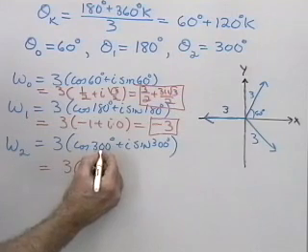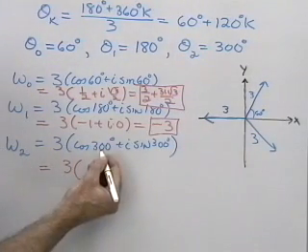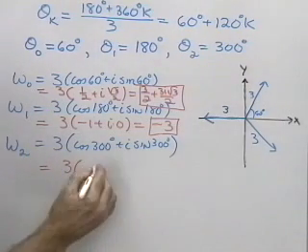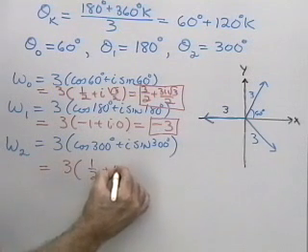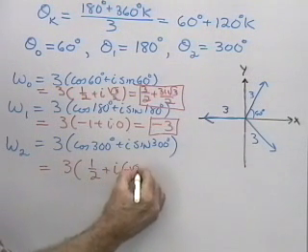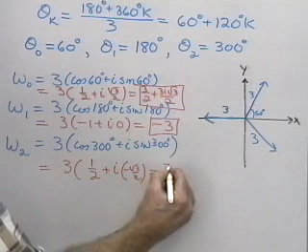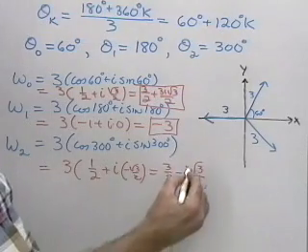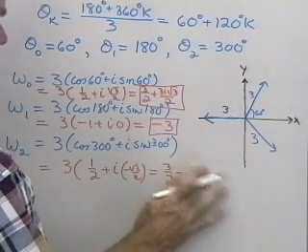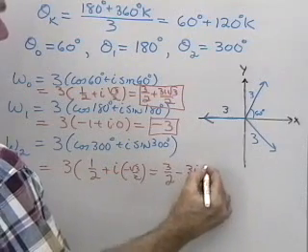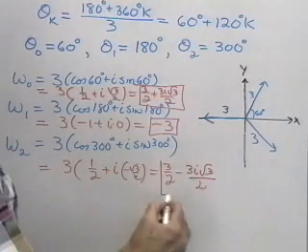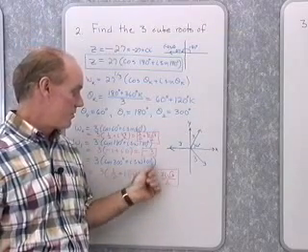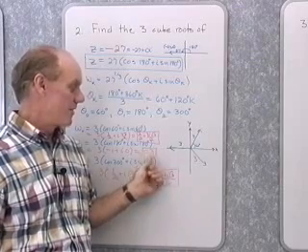So cosine of 300 degrees, that's in quadrant number 4. The reference angle is 60 degrees, and so the cosine is 1/2 plus i times the sine of 300, negative square root 3 over 2. So that's 3/2 minus 3i square root 3 all over 2. So here is my other root of this complex number, and so I have this root, and this root right here, -3.